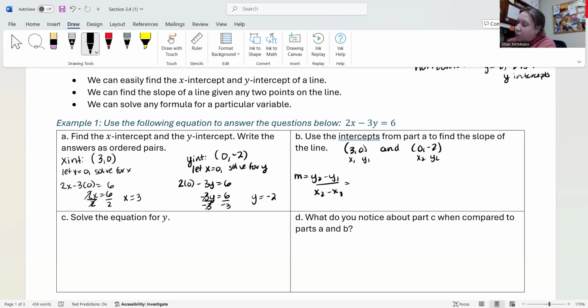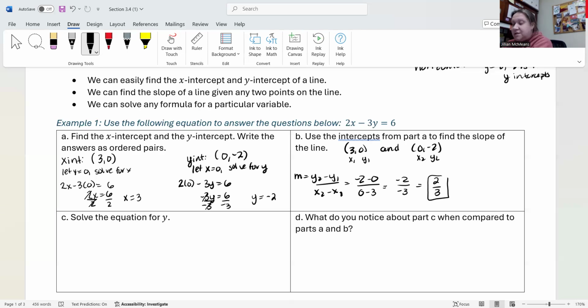All right, so y2 is -2 minus 0, which is y1. x2 is 0 minus 3, which is x1. So let's see, -2 minus 0 is just -2, and 0 minus 3 is -3. And we would simplify that to positive 2/3. Well, that's really cool. So we know the x-intercept, the y-intercept. We know the slope of the line that goes through the x and y-intercept. So we know the slope of this line now.